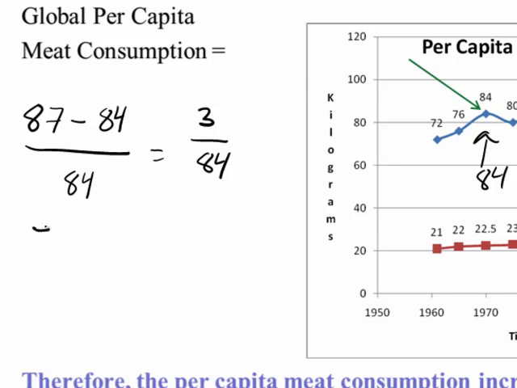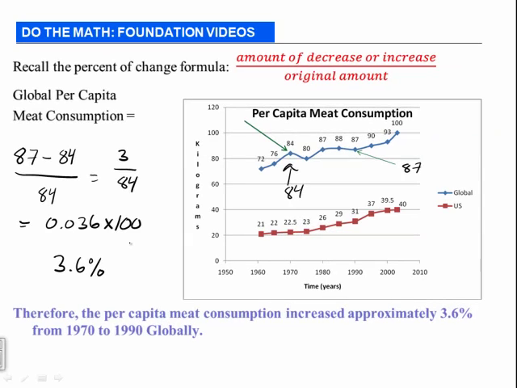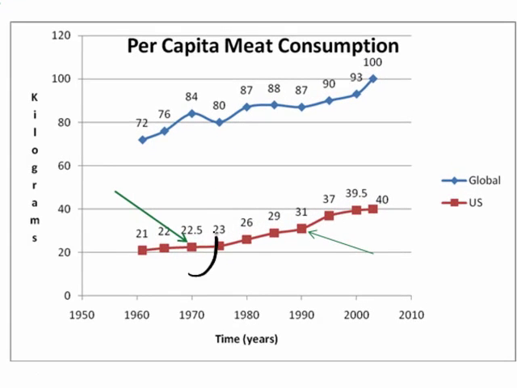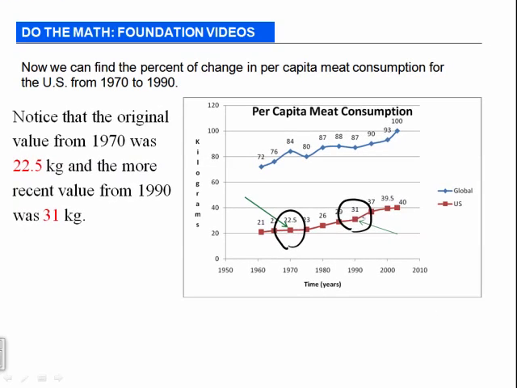Now, when you take 3 and you divide by 84, you get the value of 0.036. Now, that's not a number that's a percentage. If you recall, to convert to percentages, you will times that number by 100, and that becomes 3.6%. Not terribly difficult. So that's the global consumption. If we now move to the United States consumption, we've got two numbers to look at. Down here, we've got in 1970, 22.5, and we have 31 in 1990.